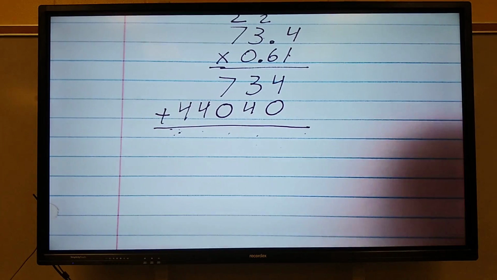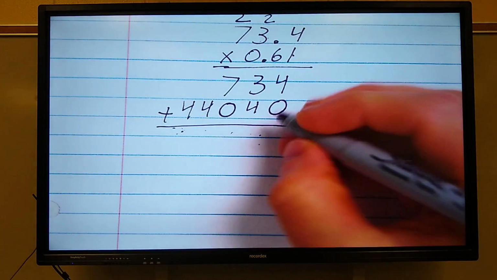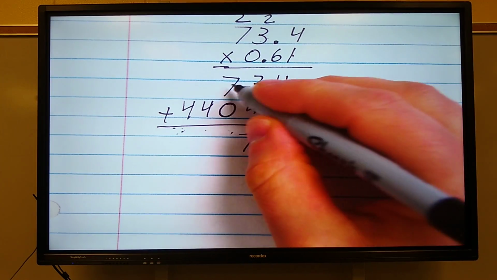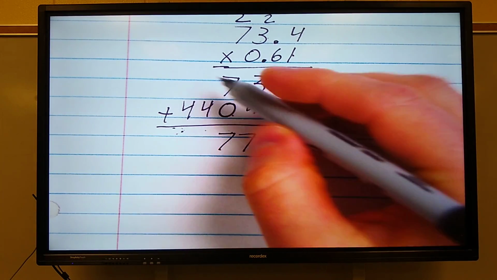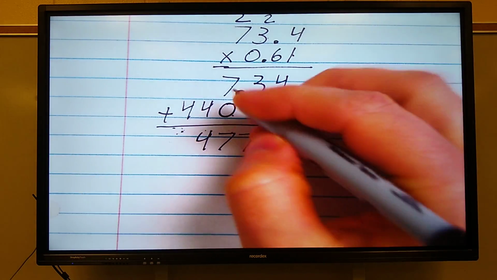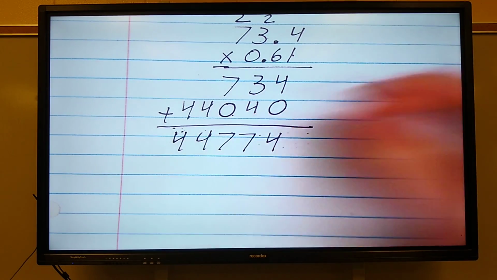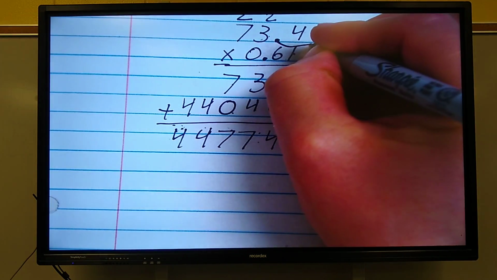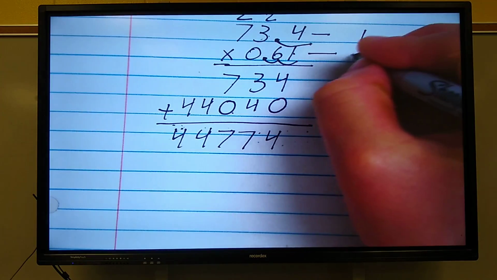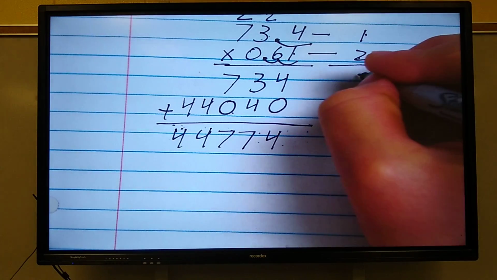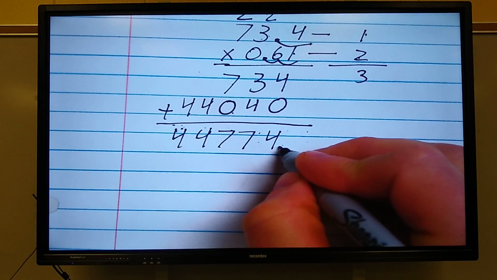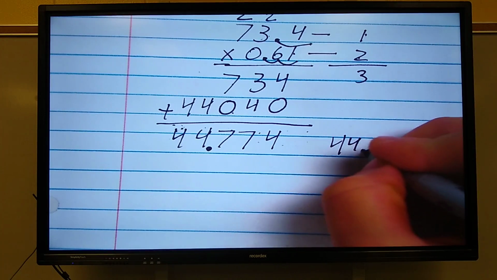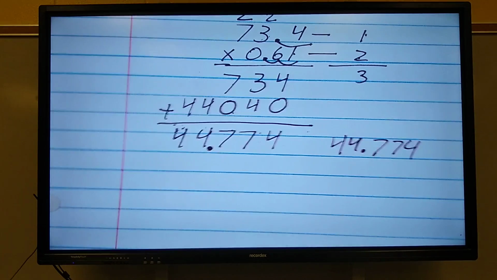And now we add it up. 4 plus 0 is 4. 3 plus 4 is 7. 7 plus 0 is 7. Nothing plus 4 is 4. Nothing plus 4 is 4. Now, I got to figure out where the decimal goes. You got one place over here. 1, 2. You got 2 places over here. 1 plus 2 is 3. That means I move this over 3 times. 1, 2, 3. Your answer is 44 and 774 thousandths.